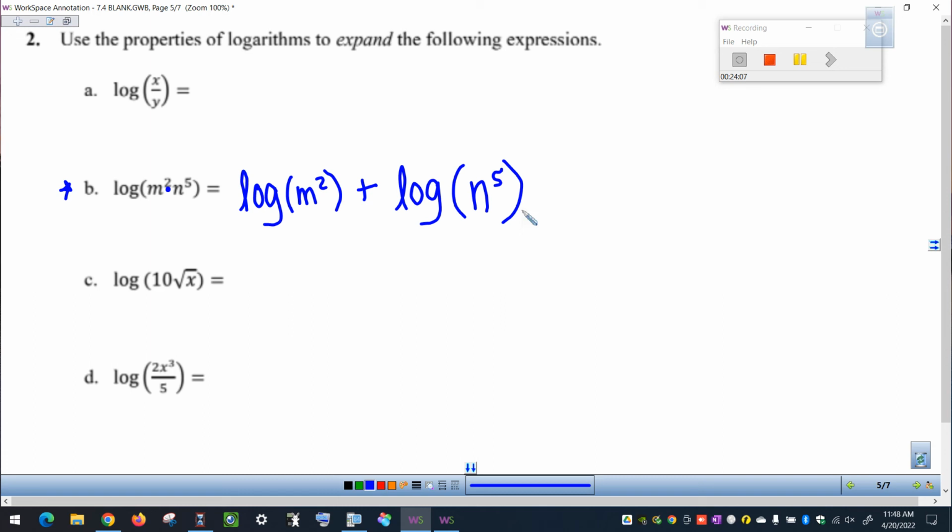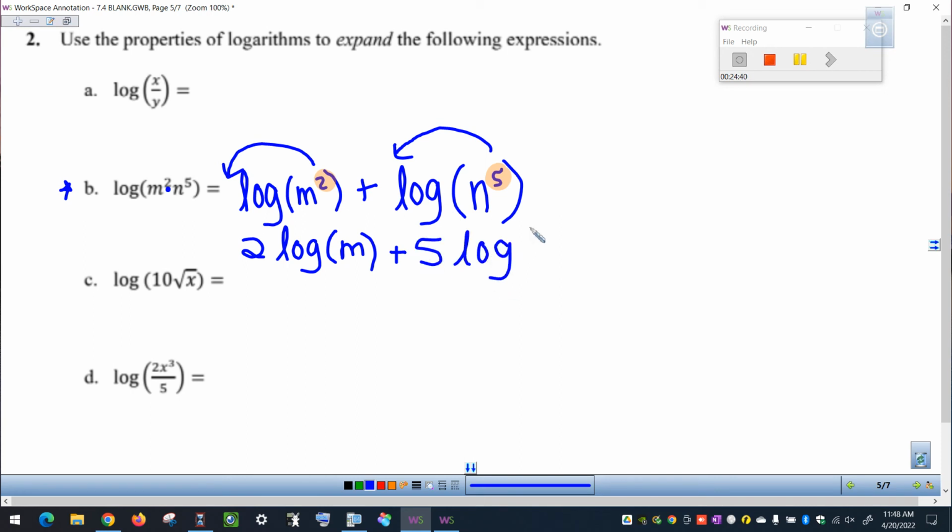Now, the last thing that we're going to do when we are expanding is take these little exponents. We don't want to leave them as exponents. We're going to move them so that they go out in front. So the first one, when that 2 goes in front, it's going to become 2 multiplied by the log of m. And for the second part, that 5 is going to go in front, 5 times the log of n.